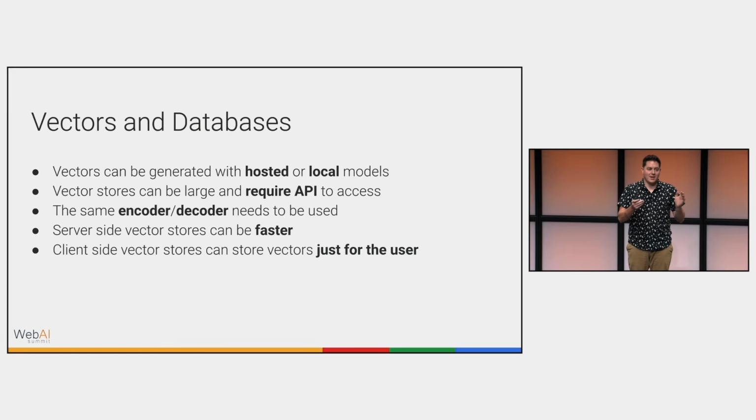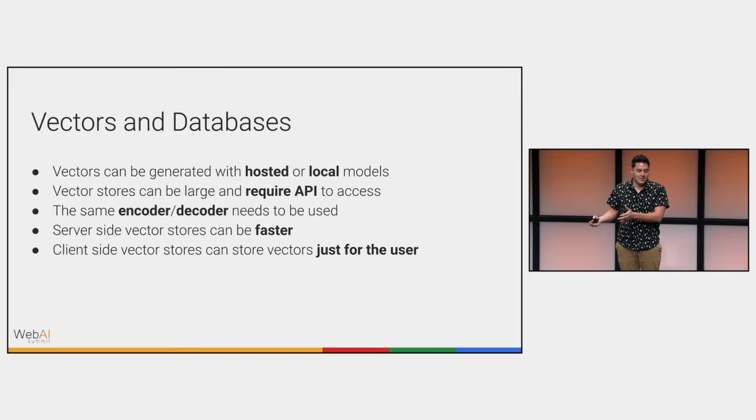I've listed a lot of pros on the server side, but why would you even want them on the client? Well, first of all, you can store the vectors just for the user. You never have to worry about running a query and getting some sort of dimensionality for content that's not theirs. You can also have the advantage of it already being partitioned for that user on the client.